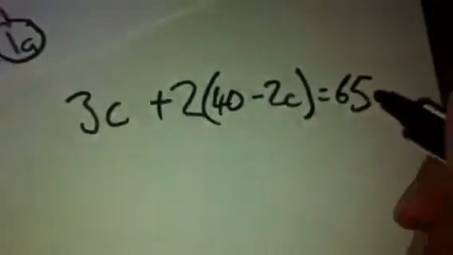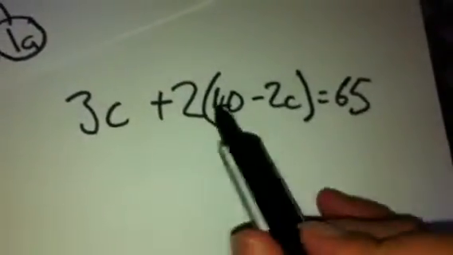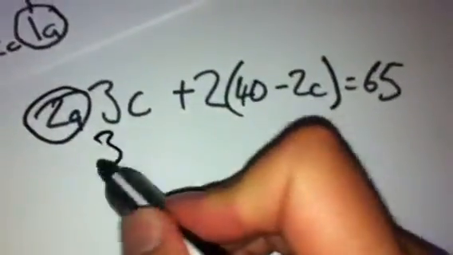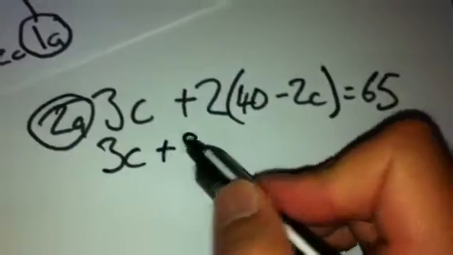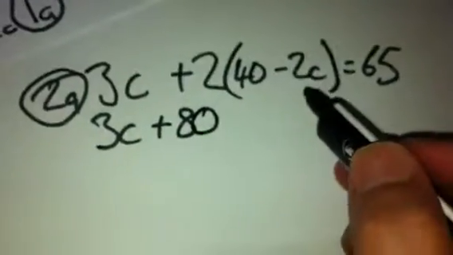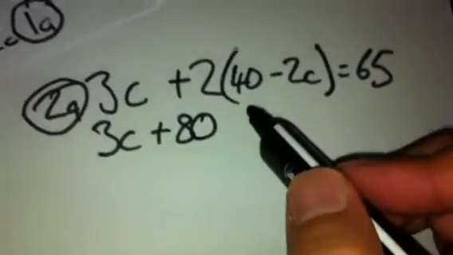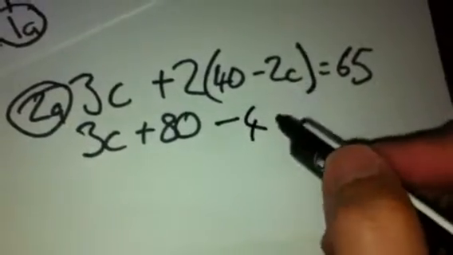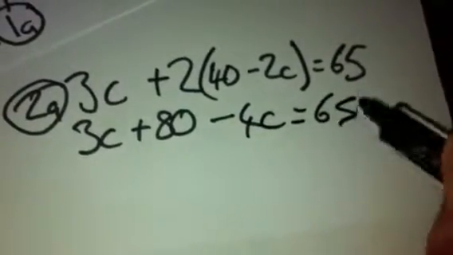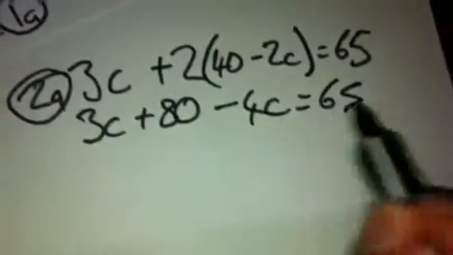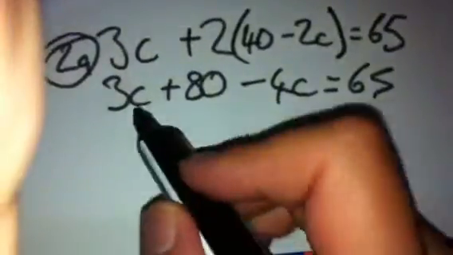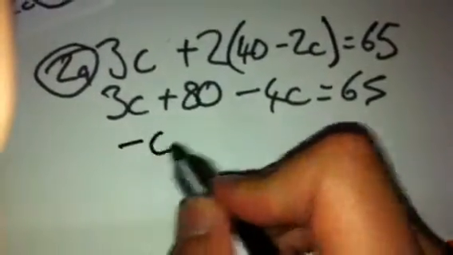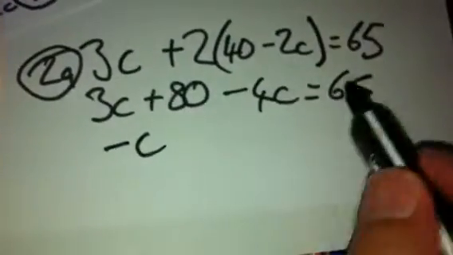Right. Looks a bit complicated. This is about as hard as it gets. Now we've just got to work out the brackets. So we'll call this 2A. So 3C plus 2 times 40, 80, plus 2 times minus 2C. Well, positive times a minus is a negative. So it's minus 2 times 2, 4, and it's just one C, so C equals 65. Notice that we don't have any dogs left, so now we've only got cats and pounds. Let's work this through. 3C minus 4C, well that's just minus C, isn't it? Plus 80 equals 65.